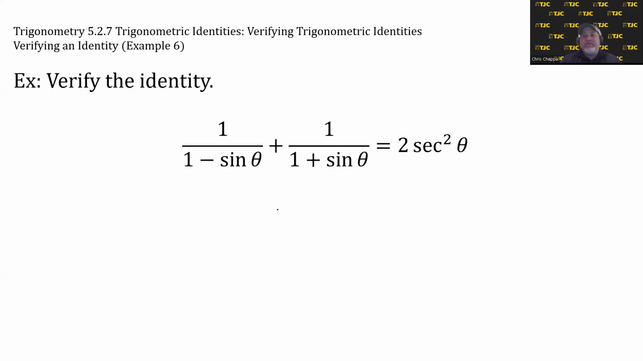All right, let's take a look at our sixth identity example. We're going to verify the identity 1 over 1 minus sine of theta plus 1 over 1 plus sine of theta equals 2 sine squared of theta. Take a wild guess which side we're going to start on. We're going to start on the left side because it's messier.